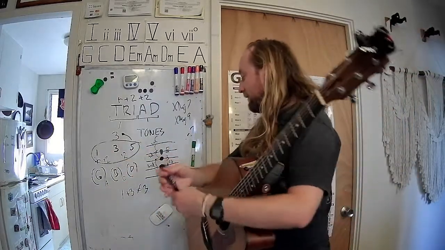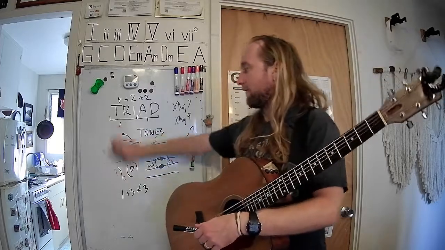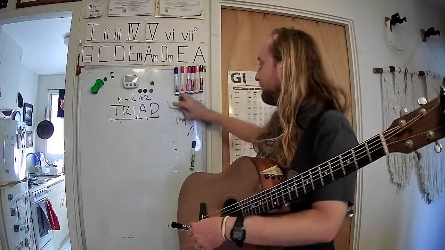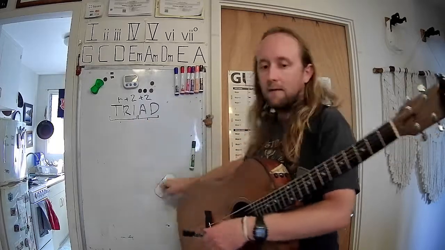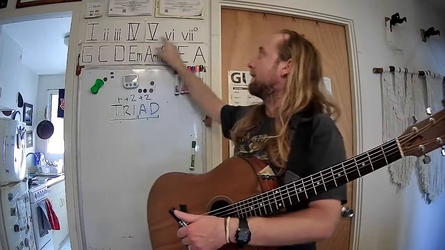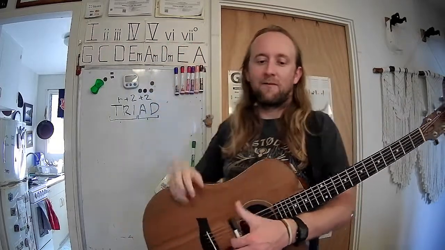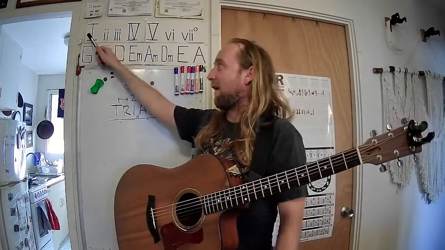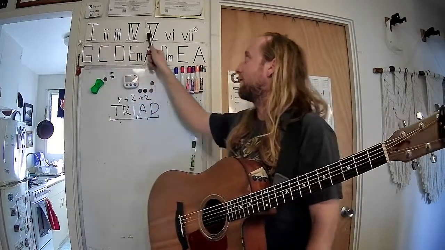Okay, so I'm going to erase this, and then we're going to get into the Roman numeral system. I'm going to leave that up top, though. All right. Up here I have Roman numerals. If you don't know how to read Roman numerals, that's okay. All you need to do is look at how many there are. 1, 2, 3, 4, 5, 6, 7.